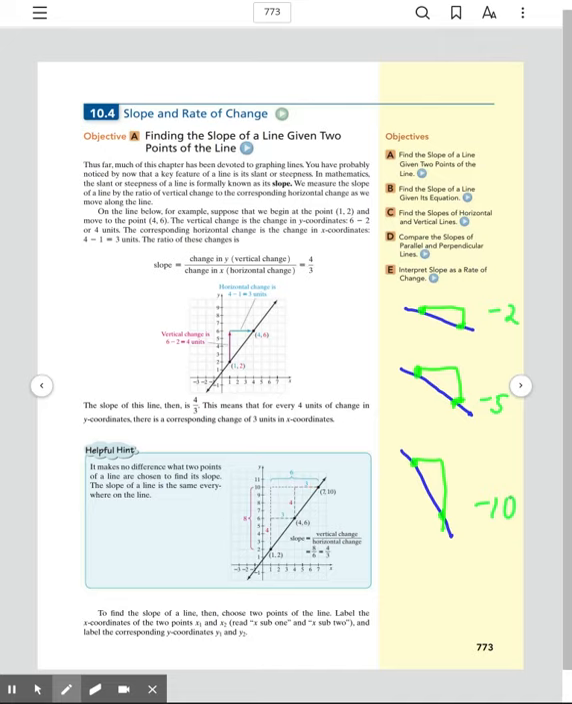So your slope is determined by your change in the y movement, which is a vertical change, and your change in the x movement.